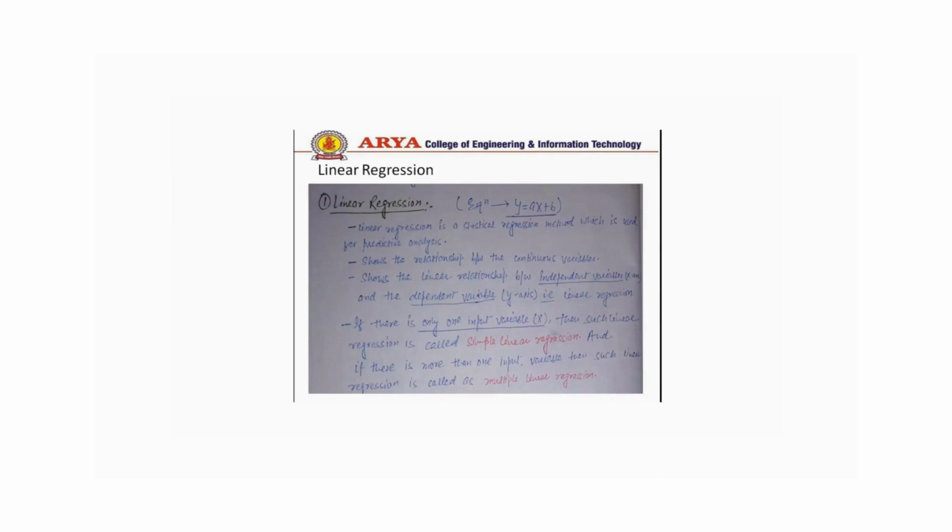There are so many types of regressions we have already discussed in the supervised learning slides presentation. Here we are considering linear regression. As we know, linear regression is a statistical regression method which is used for predictive analysis. It is generally used where we have continuous, real-time values. It is the linear relationship between independent variables and the dependent variable.